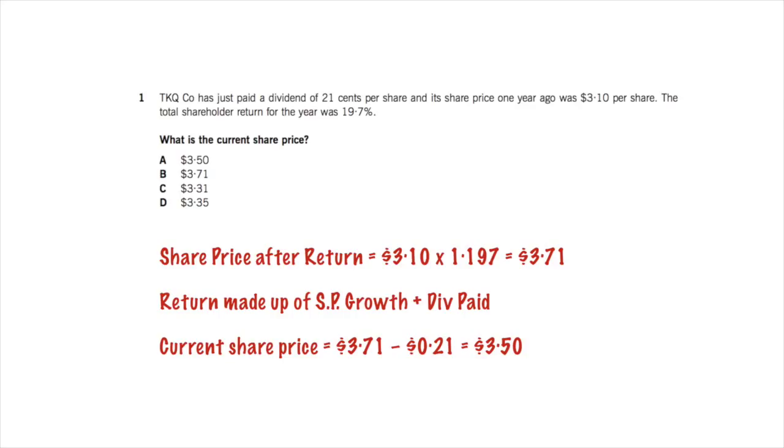So the growth would take us up to $3.71, less the dividend that was paid to get just the share price growth, and that will take us to $3.50. So that is answer A. So that's what we needed to do. The total growth is the share price growth and the dividend. So get the total growth, take away the dividend, and that gets you just the share price growth.